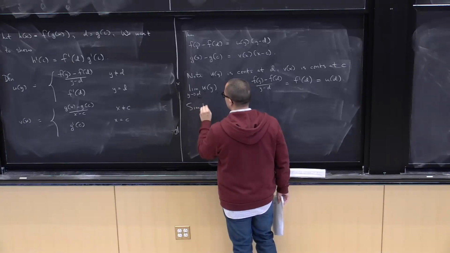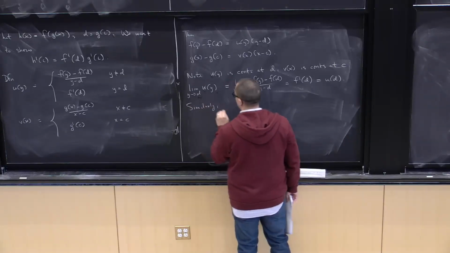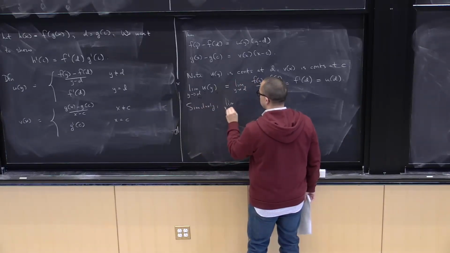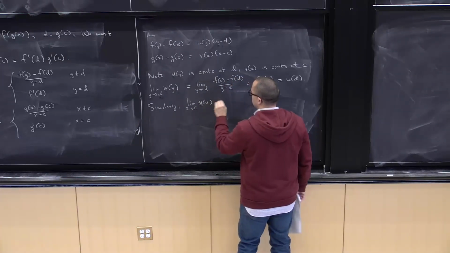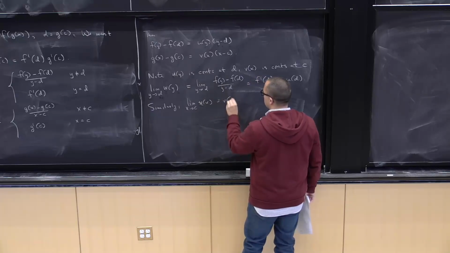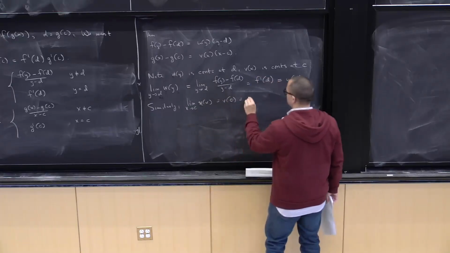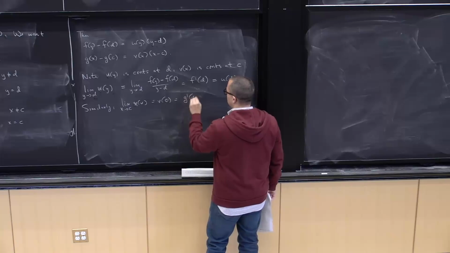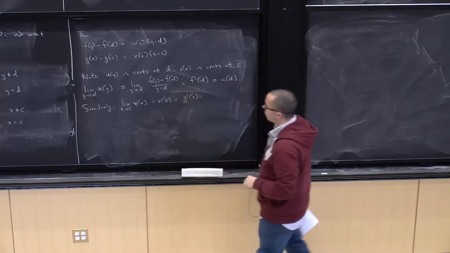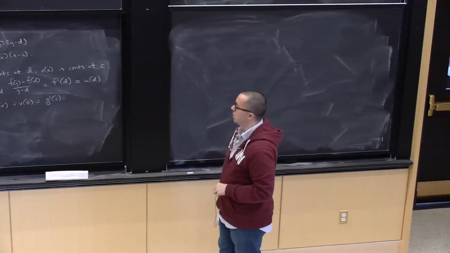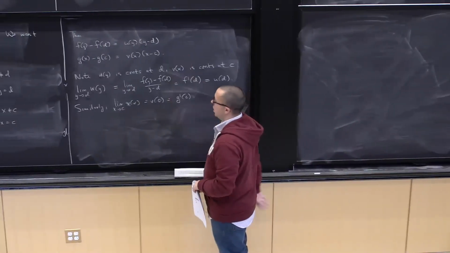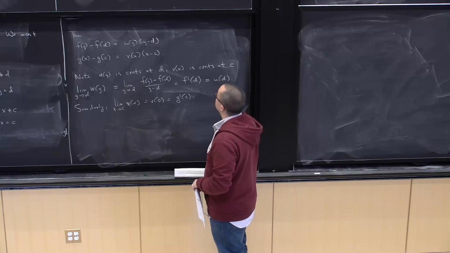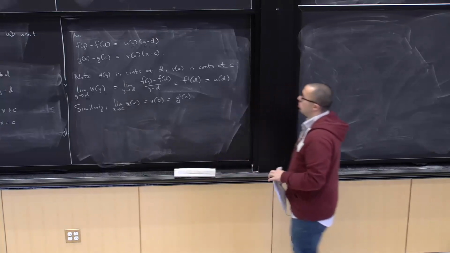And similarly, the limit as x goes to c of v of x equals v of c, which is g prime of c. Okay? So now we're going to combine what I've written here to finish the proof.